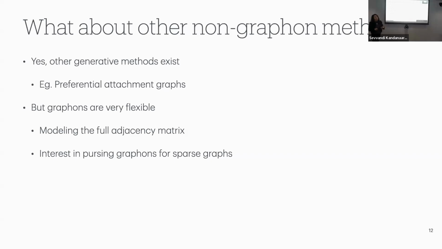People have been doing a lot of work on Graphons and sparse graphs because Graphons are very flexible. You're basically modeling the full adjacency matrix. You have a blueprint of the adjacency matrix. Unlike having one parameter for how you connect to other nodes, which is a very strict thing, the flexibility of Graphons means there's more interest in pursuing Graphons for sparse graphs.